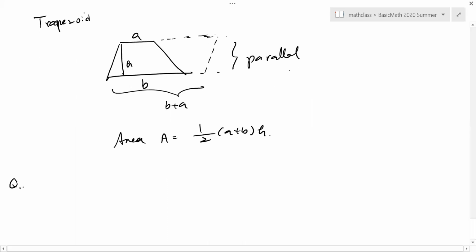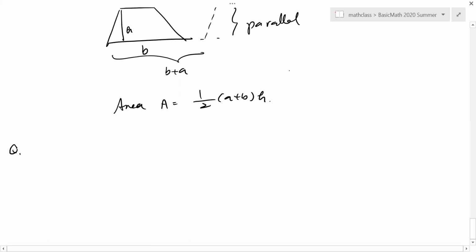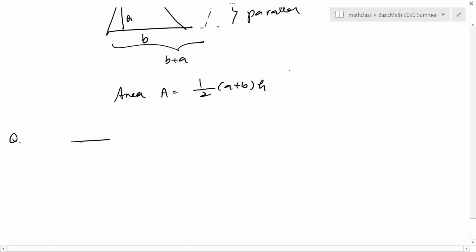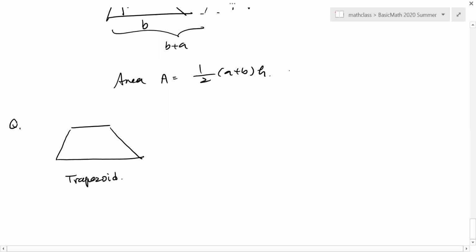So let's take a look at the following problem, okay? So you have the trapezoid, and what do I know? Okay, I know, so this is a 3, that's a 5. I know the height is 2. So the area of this trapezoid is half of 3 plus 5 times 2. So this is going to be 8, no problem, okay?